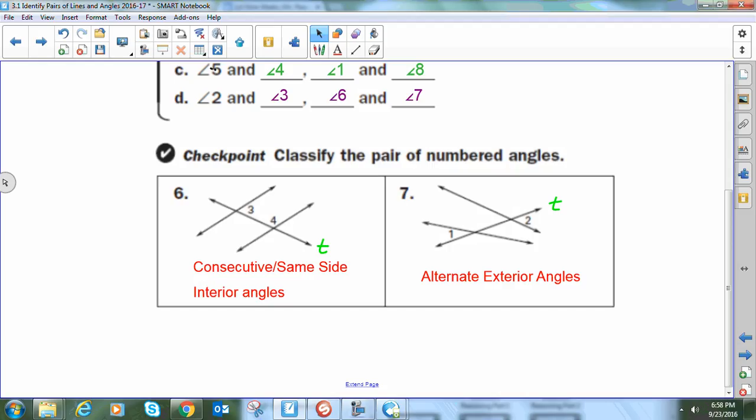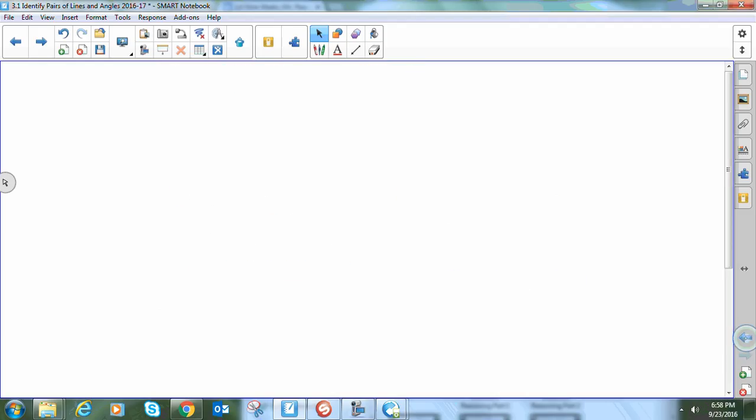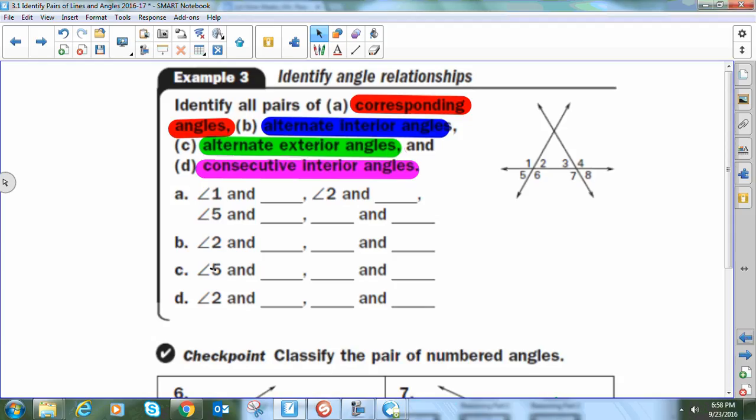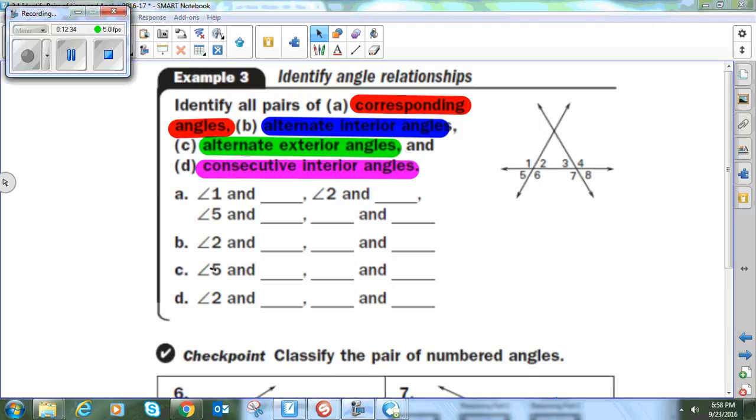We'll follow it up next time with parallel lines and how those interact with transversal line. What happens to the angles when my non-transversal lines are parallel to each other?